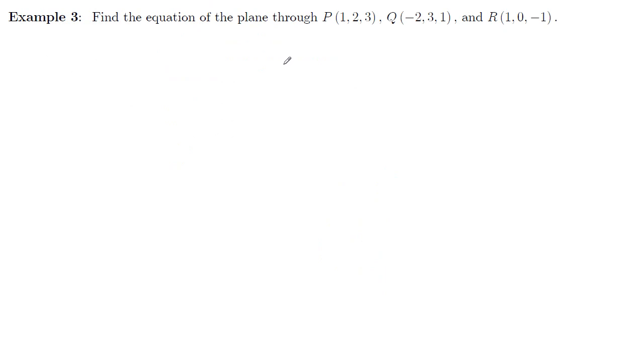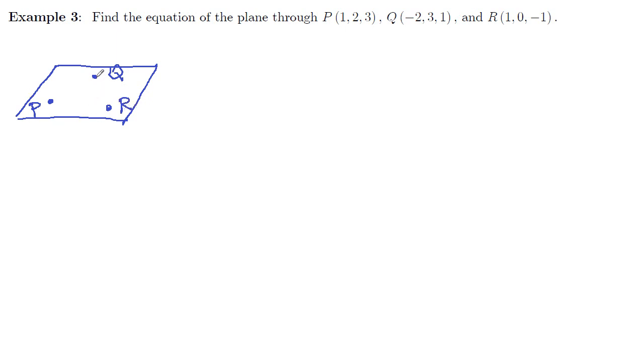So let's look at another example here. We want to find the equation of the plane through the points P, Q, and R. So let's draw a picture. So we've got this plane here, and it goes through points P, Q, and R. So let's say P is here, and Q here, and R here. So you only need 3 points to determine a plane.